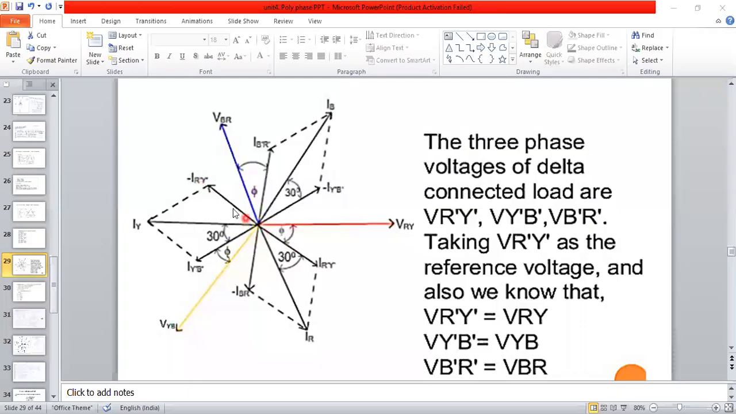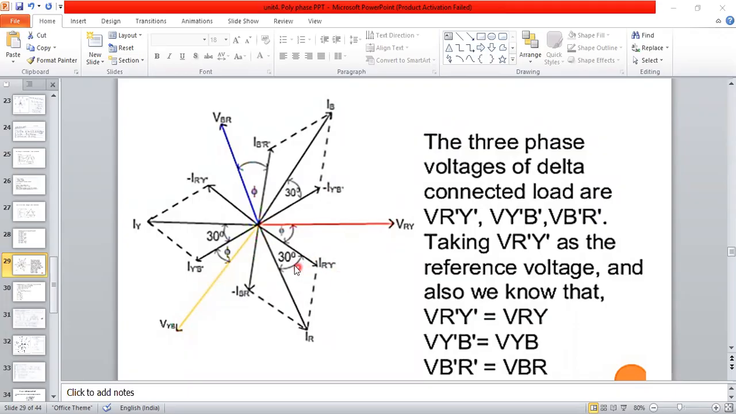We extend this line in the opposite direction, which will give minus IR'Y'. Next, similarly, IY'B', draw that current line in the opposite side, and it will give minus IY'B'. Similarly, IB'R' extends in the opposite direction, and you will get minus IB'R' here now. Yes, you got up to here.